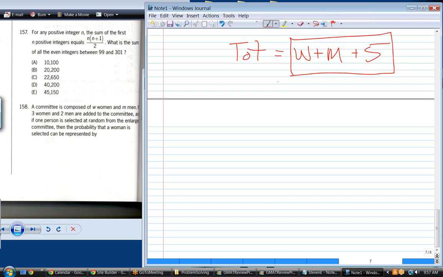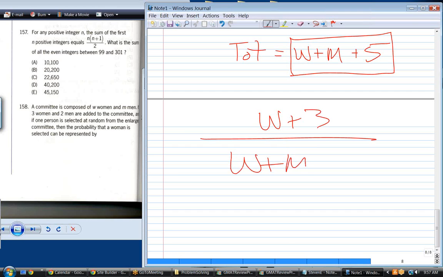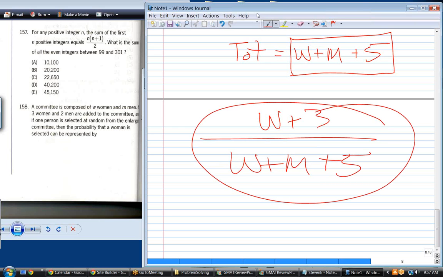Probability is always the success divided by the total. So how many women are there on the committee after we added 3 women and 2 men? W plus 3, divided by the total. That's the answer we're going to look for.